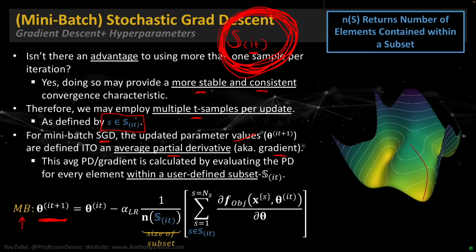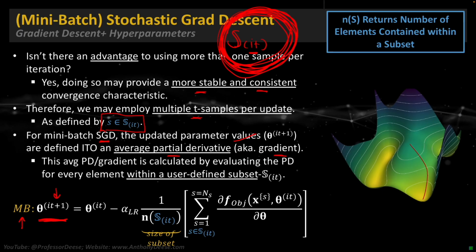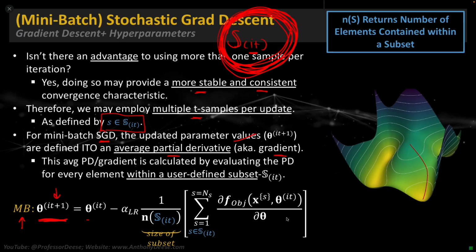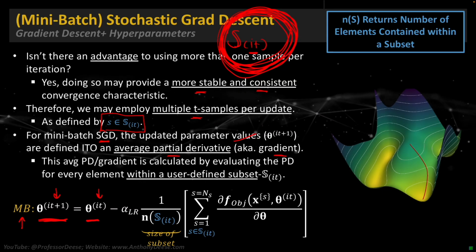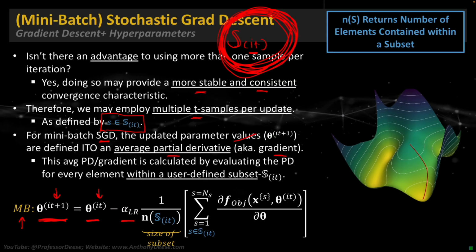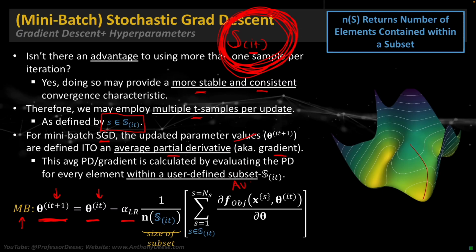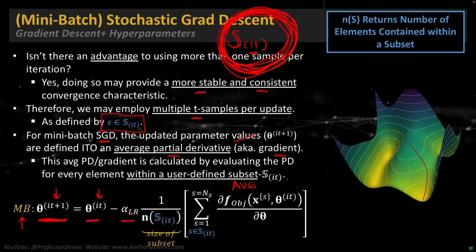Again, we see that the updated parameter array for the next iteration it plus 1 is equal to the parameter array for the current or previous iteration it minus the product of two factors. We have our learning rate, and then we have the average partial derivative. Now, how do we calculate this average?